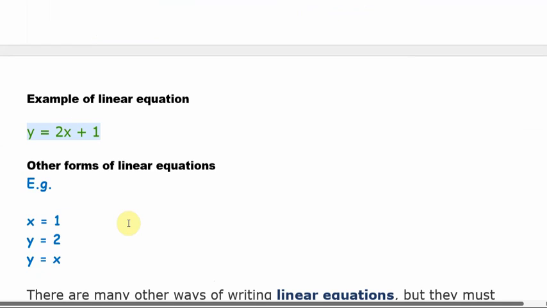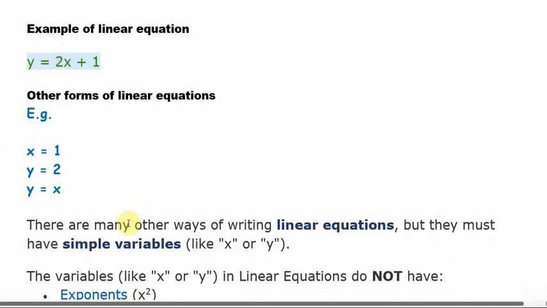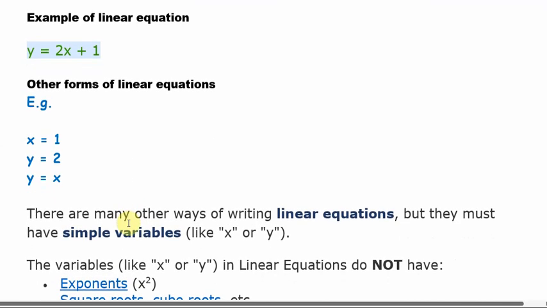Now let's look at some examples of linear equations. So here we have an example, y equal 2x plus 1. So as you can see, the gradient is 2 and where the line cuts the y-axis is at the point 1 for y, while the x value will be 0.